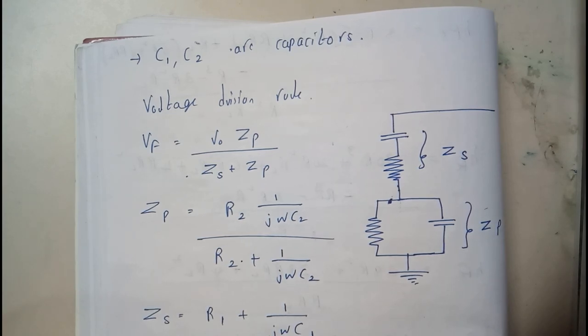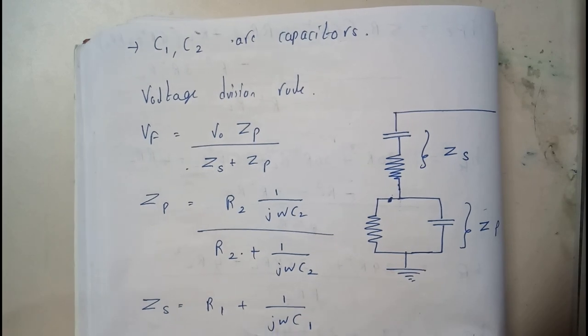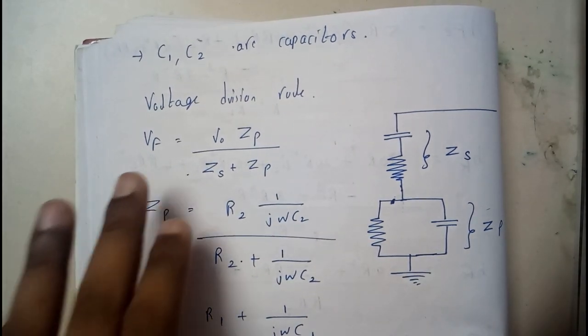Somehow we got that equation. Let us assume that. So basically VF is in between ZP and ZS.